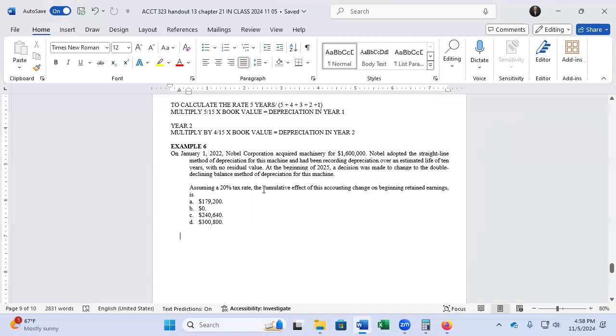Number 6 says Nobel Corporation acquired machinery for 1.6 million. Nobel adopted the straight line method of depreciation for this machine and has been recording depreciation over an estimated useful life of 10 years with no residual value. At the beginning of 2025, a decision was made to change to the double declining balance method of depreciation. Assuming a 20% tax rate, the cumulative effect of this accounting change on beginning retained earnings is 0. No adjustment to prior periods, it's a change in accounting estimate.